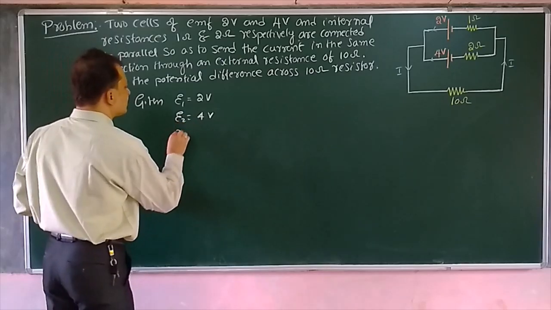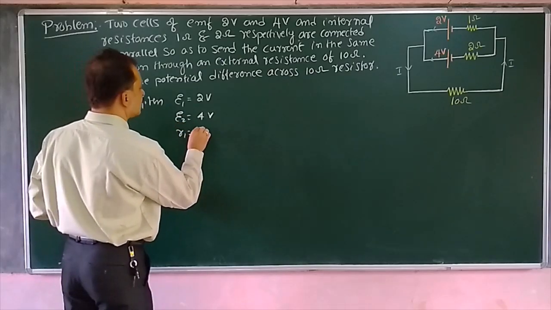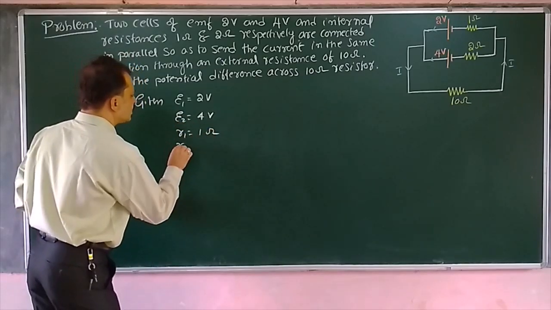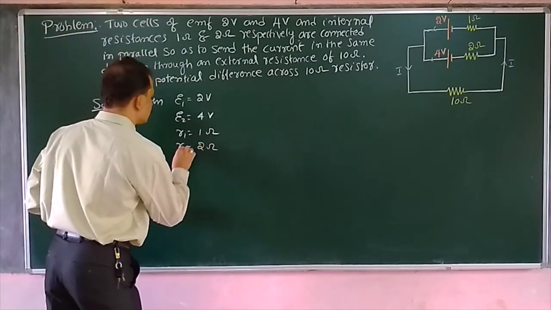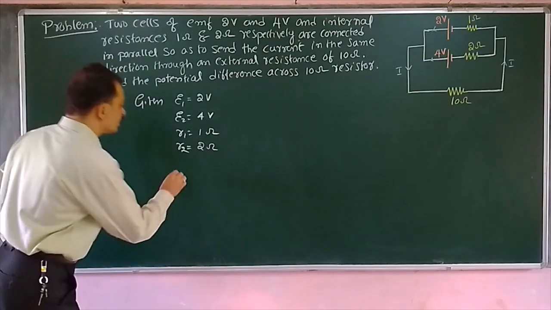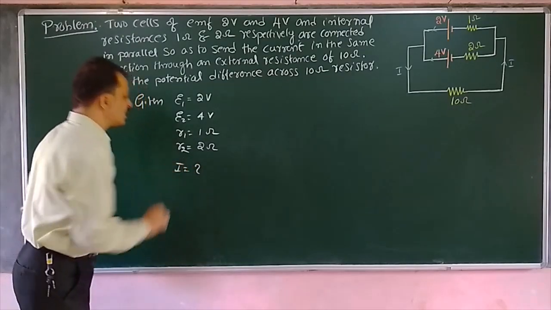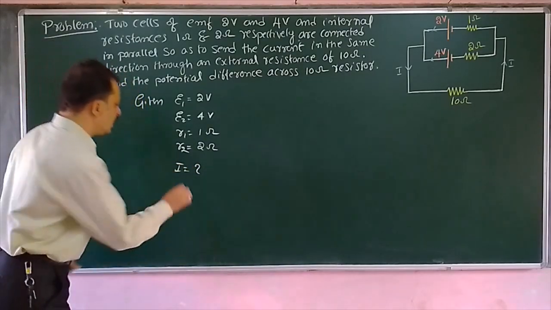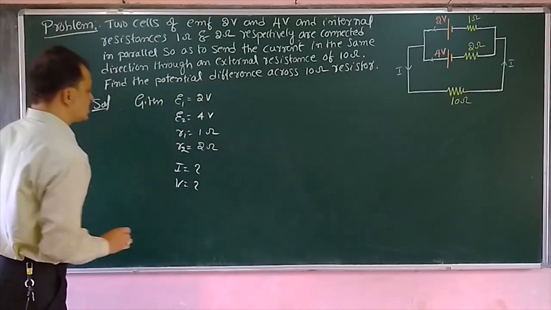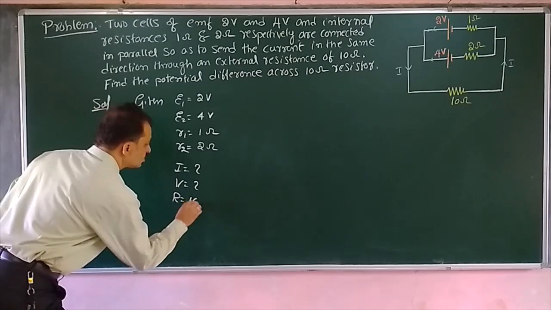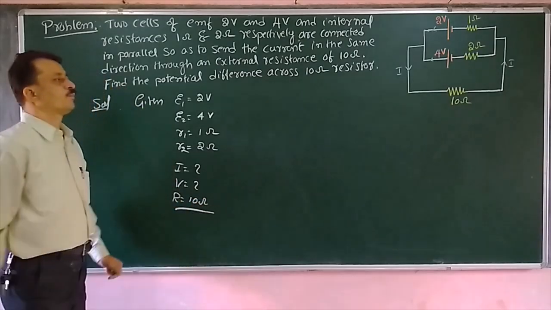The internal resistance of the first cell, small r1, is equal to 1 ohm, and that of the second cell, small r2, is equal to 2 ohms. What we have to calculate? Very first we have to calculate the current flowing through the circuit and the potential difference across the external load resistor. They have given capital R is equal to 10 ohm.